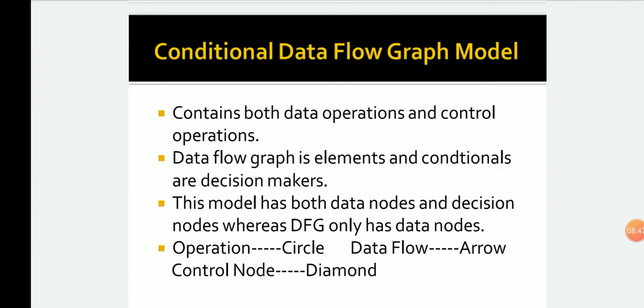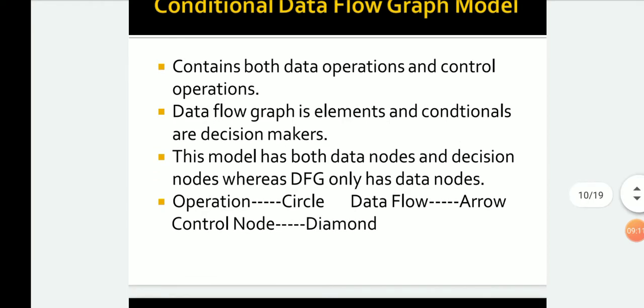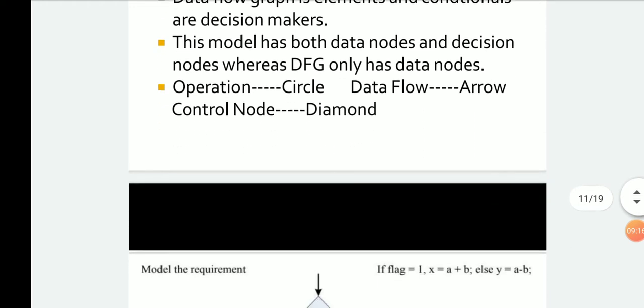I think you might know flowchart, right? In a flowchart we can see a diamond shape, right? It is a condition, and it is decision making as well. Then this model has both data nodes and decision nodes, whereas DFG only has data nodes. The conditional data flow graph model has data nodes and decision nodes because it has conditions, and the data flow graph model only has data nodes. As I said before, operations are represented in a circle, data flow is represented by an arrow, and control nodes are represented in a diamond.